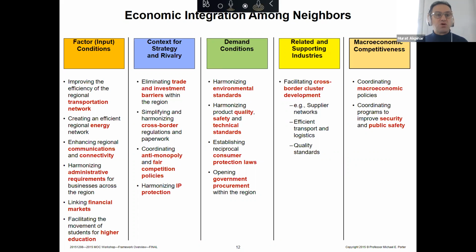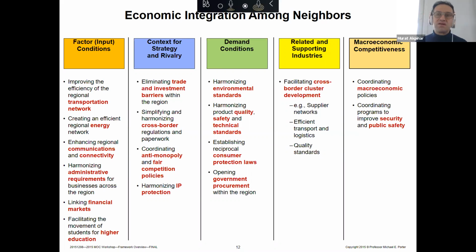Factor conditions. We can invest jointly in improving the regional transportation network. If you want to develop trade, we may have railroads and other transportation possibilities that allow the movement of goods from one country to the other. The investment of China in railroads, establishing the old Silk Road, can be a good example of this. Creating an efficient energy network is another.